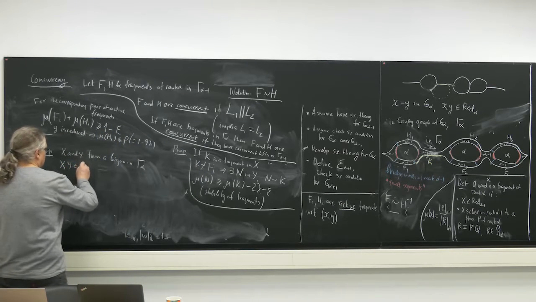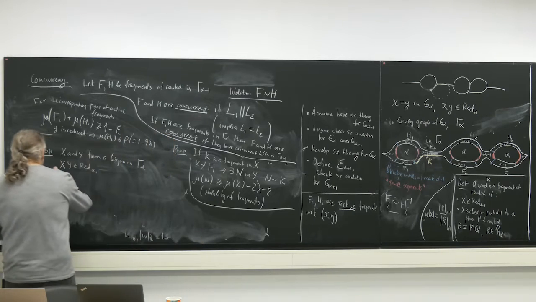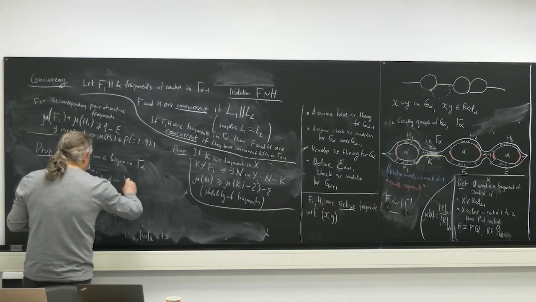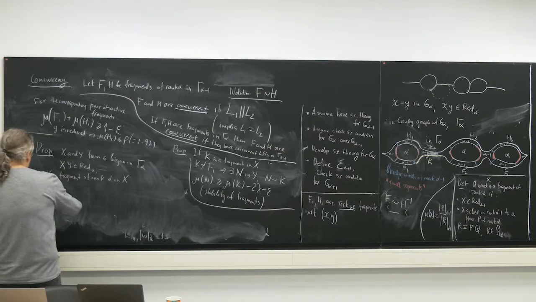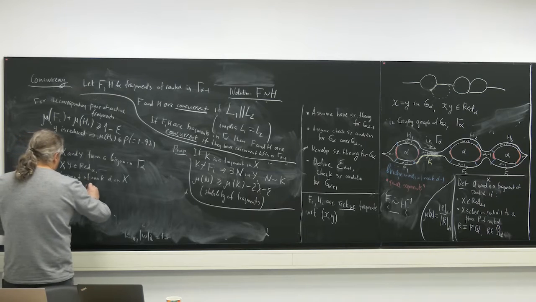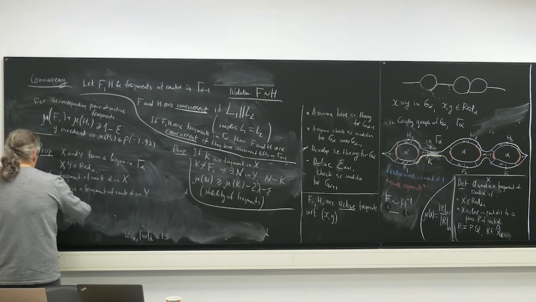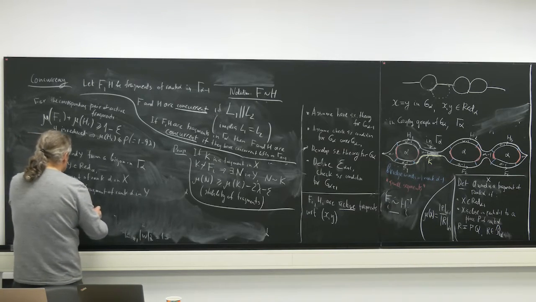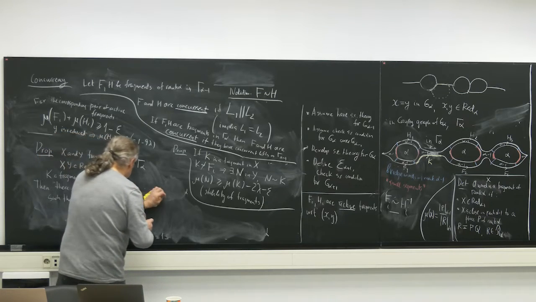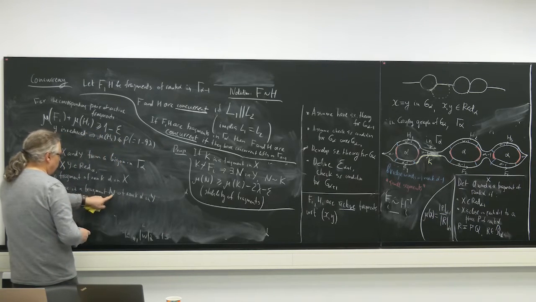Assume that both are reduced. And assume that K is a fragment of rank alpha in X. Then there exists a fragment N of rank alpha in Y such that K is concurrent with either N or N to the minus 1.